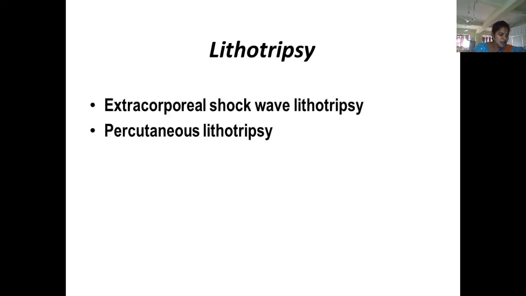The next procedure is lithotripsy, extracorporeal shockwave lithotripsy, ESWL. The shock waves can be passed into the ureter. This is shock wave therapy. The shock waves are passed in and break the stone. And there is percutaneous lithotripsy. This is a procedure that is also used to break the stone through the percutaneous route.